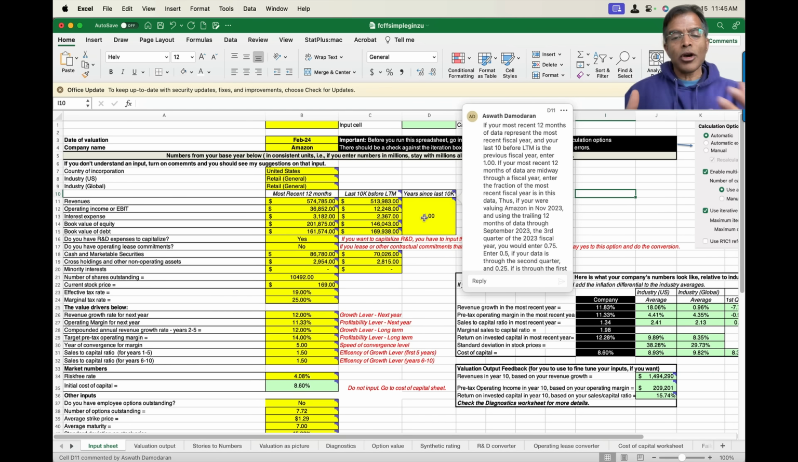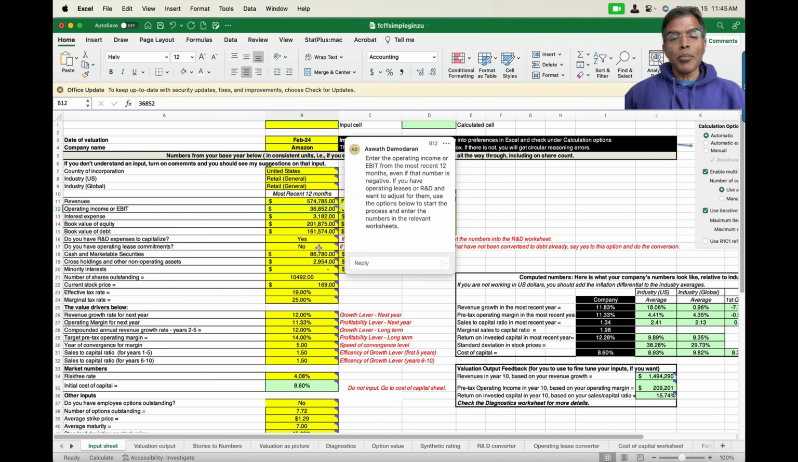So in this case, because I have an annual report, it's 1 year since my last 10K, I'll enter 1. If this was after the third quarter of 2024, it'll be 0.75. After the second quarter, 0.5. First quarter, 0.25. Essentially, let the spreadsheet know when you're computing things like growth rates, it's been only half a year since the last number. In this case, though, 1 year.